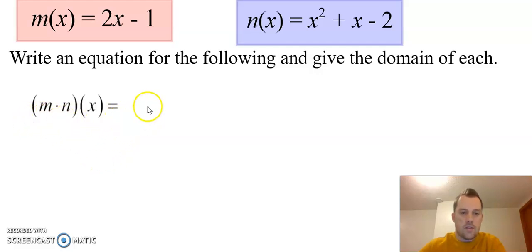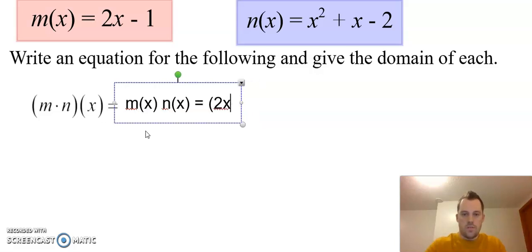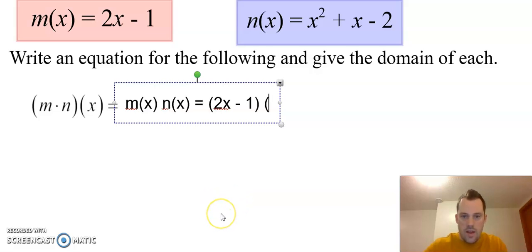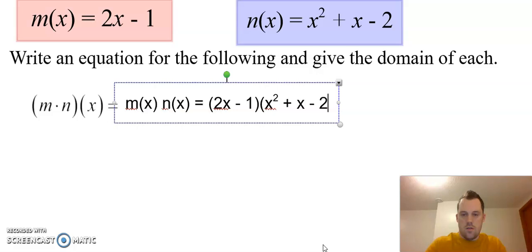So m times n of x. Well, remember, we're just taking m of x times n of x, right? So we can write these out separately, and I'm going to put them in parentheses. I don't know why, I just like how that looks better with the spaces there. And then multiply it by x squared plus x minus 2. Okay, so now we just have to multiply these two polynomials.